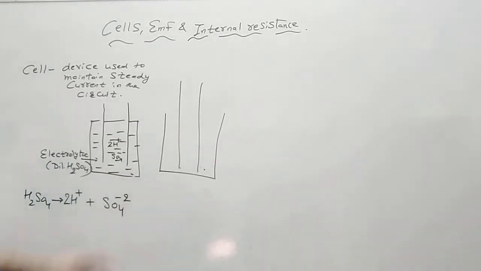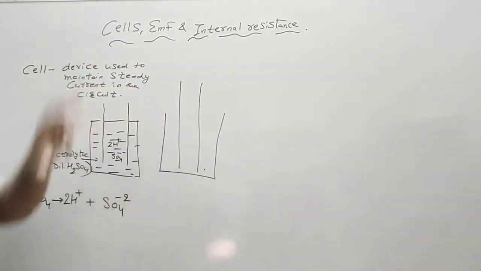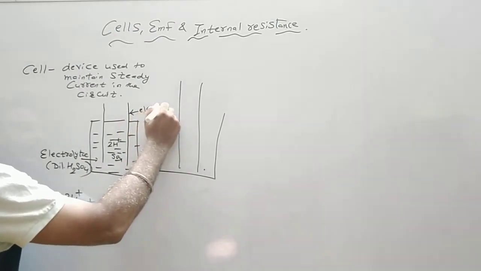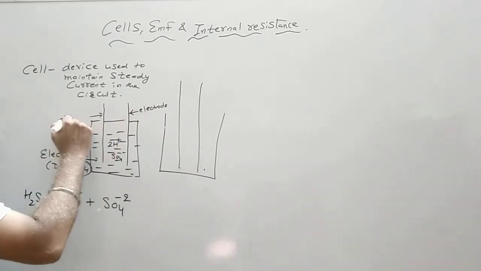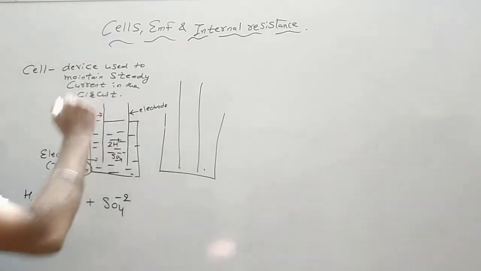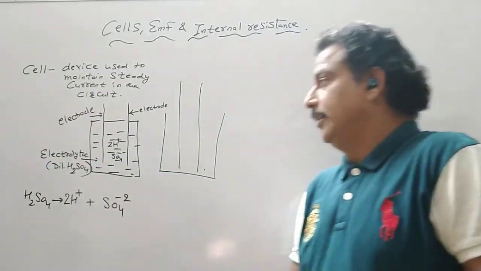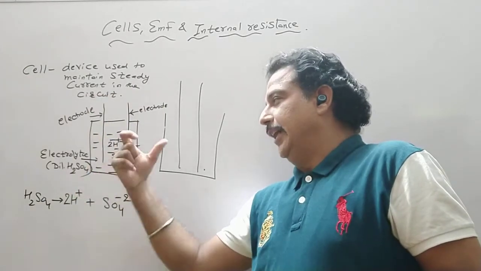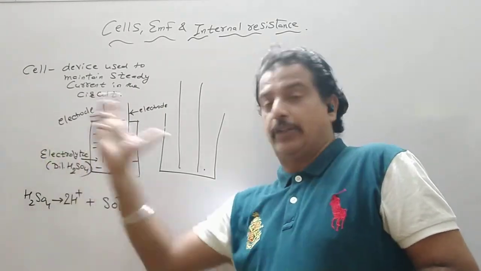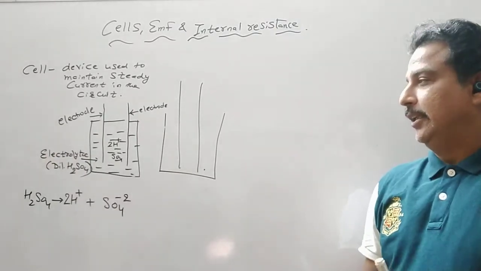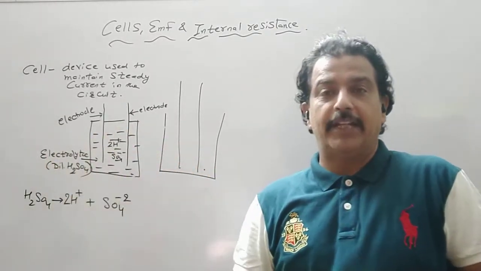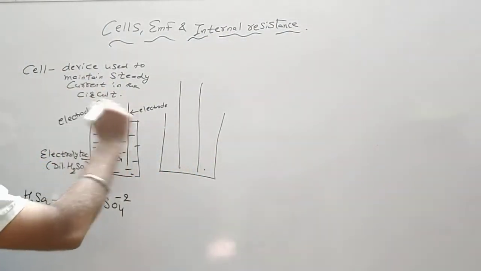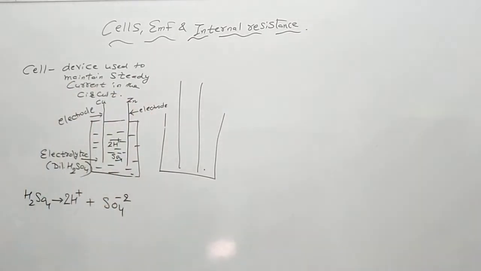Now we have two rods which are immersed in the electrolyte. These two rods are being referred to as electrodes. So how is the cell constructed? A simple cell can be constructed when the two electrodes are dipped in a liquid which is called electrolyte. We have taken the electrolyte as dilute sulfuric acid. Let the two electrodes be one of copper and the other of zinc.